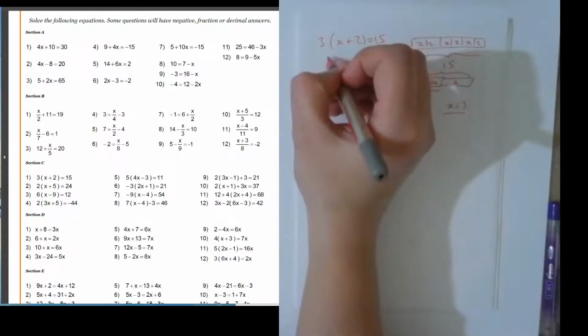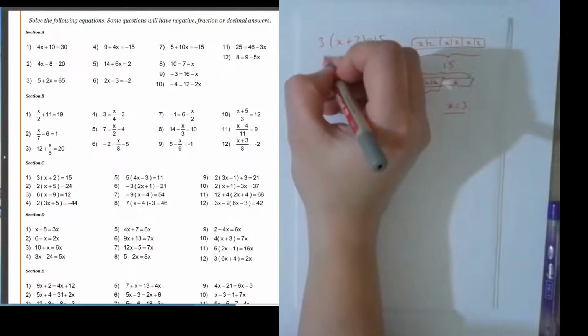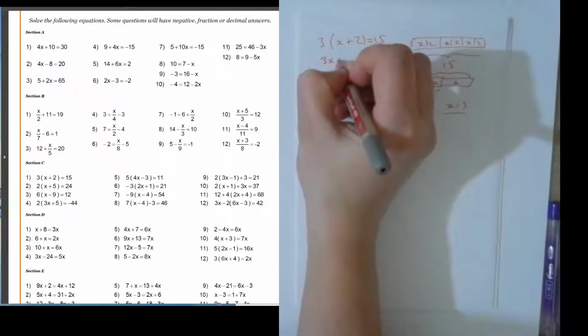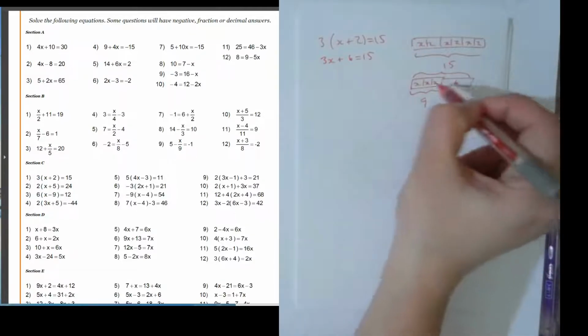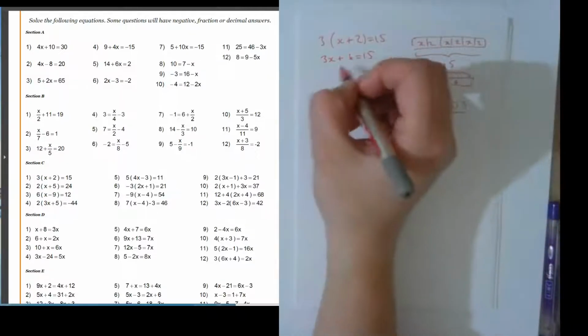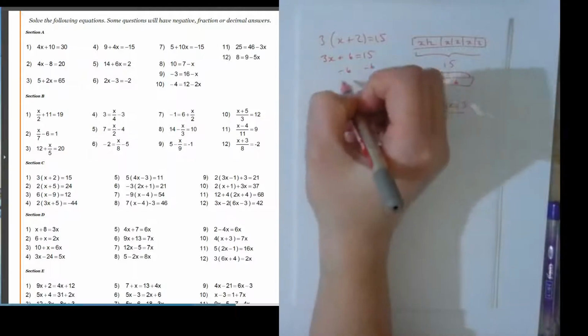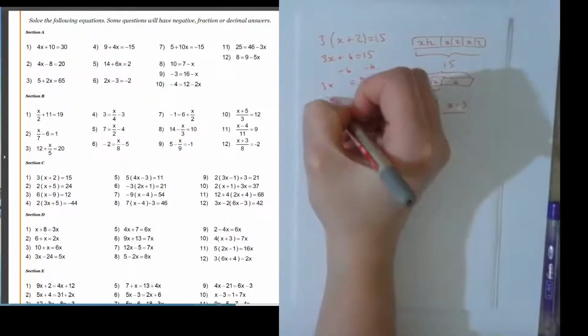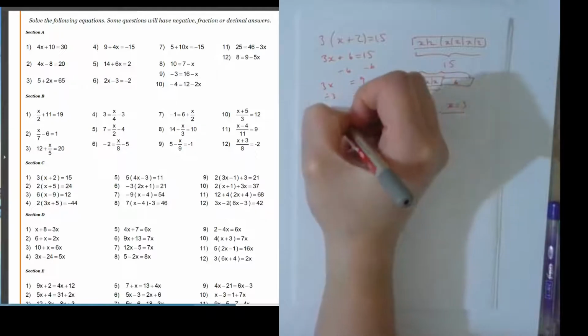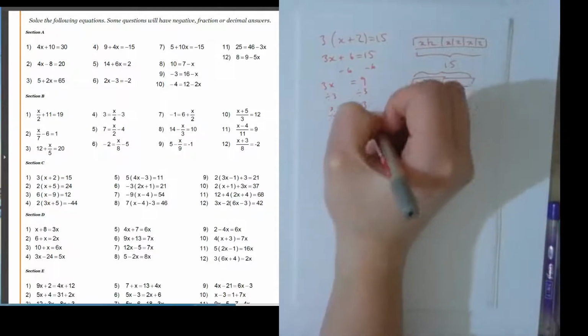On this side, I would expand the bracket, which would give me 3x plus 6 equals 15, which is exactly what I've done here. 3x plus 6 equals 15. Take away 6 from both sides, you're left with 3x equals 9. Divide both sides by 3, x equals 3.